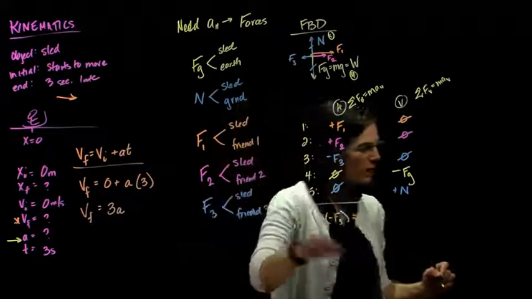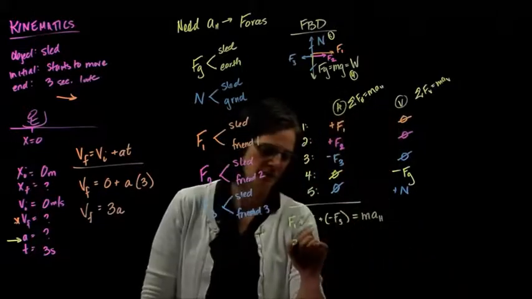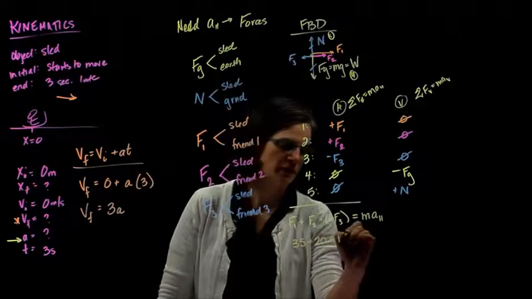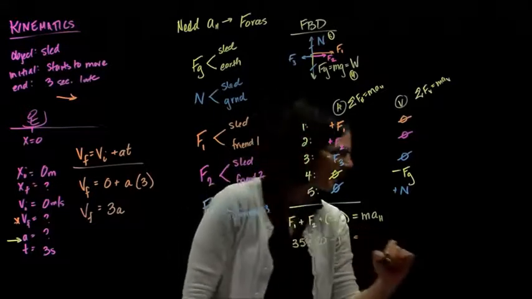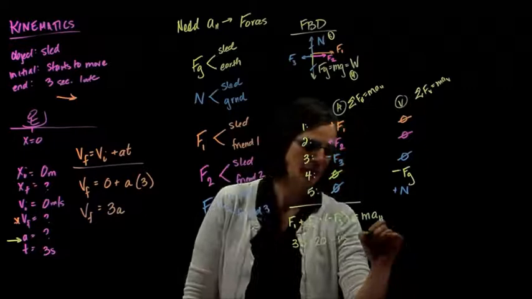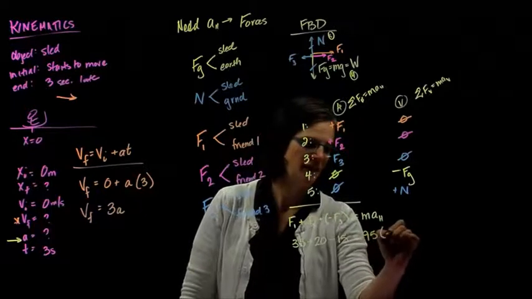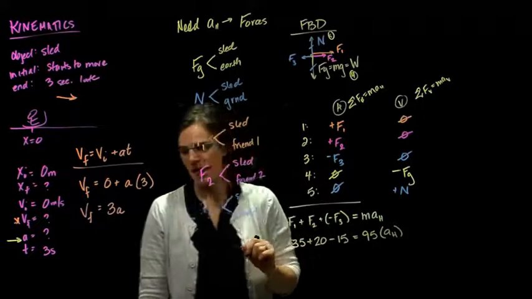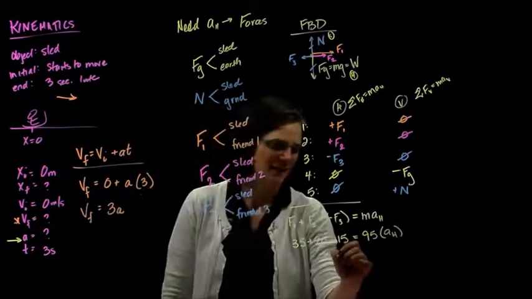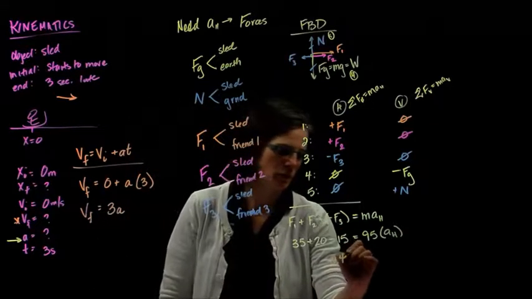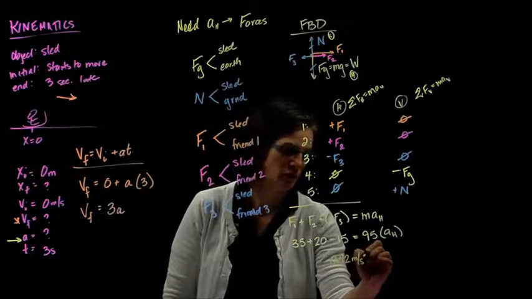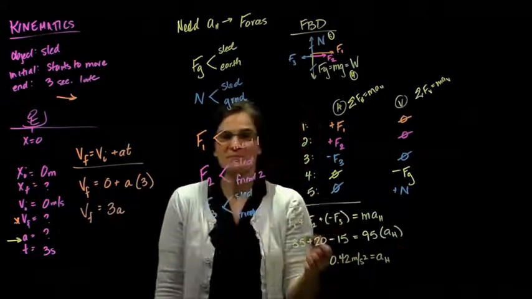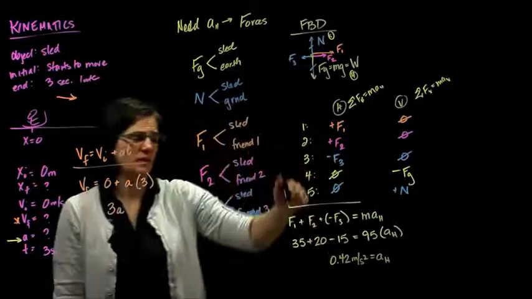Now force 1, we were told, was 35 newtons. Force 2 is 20 newtons. Force 3 is 15 newtons, and the mass of our sled and person is 95. So now I can solve for my horizontal acceleration, and I get 0.42 meters per second squared. That's my horizontal acceleration. That's what I needed. I don't need to worry about the vertical list.